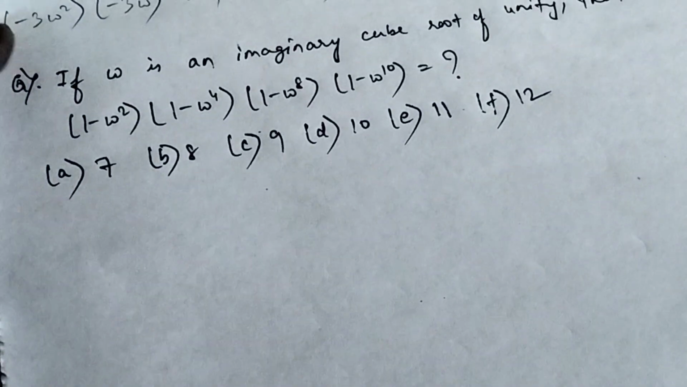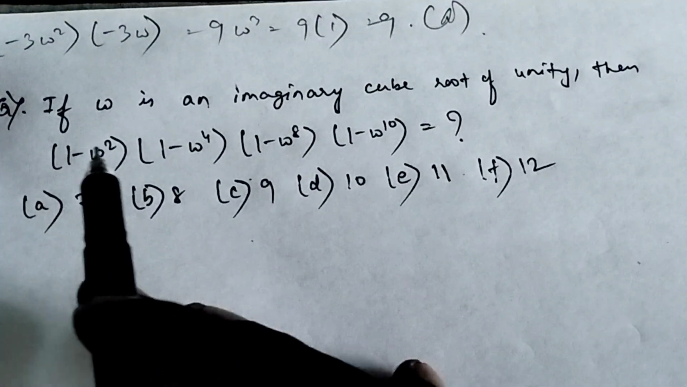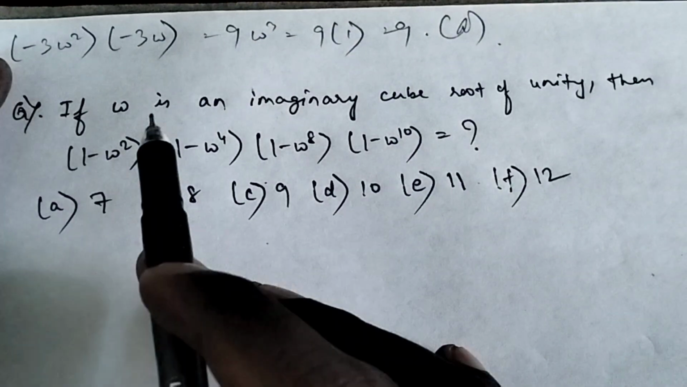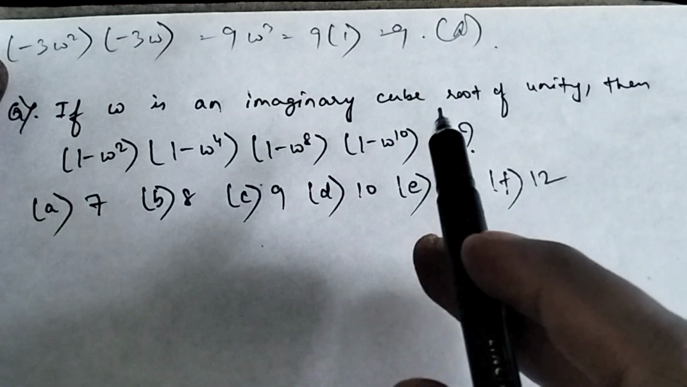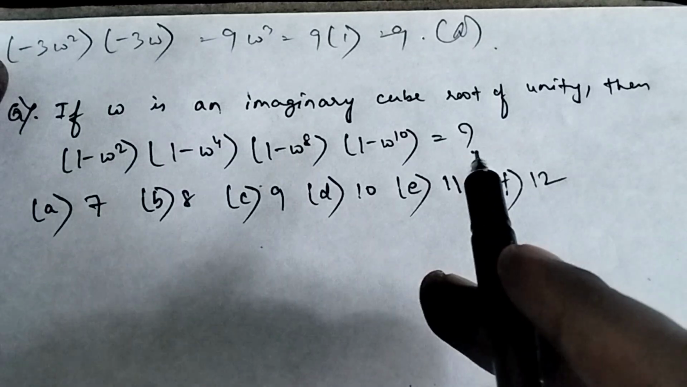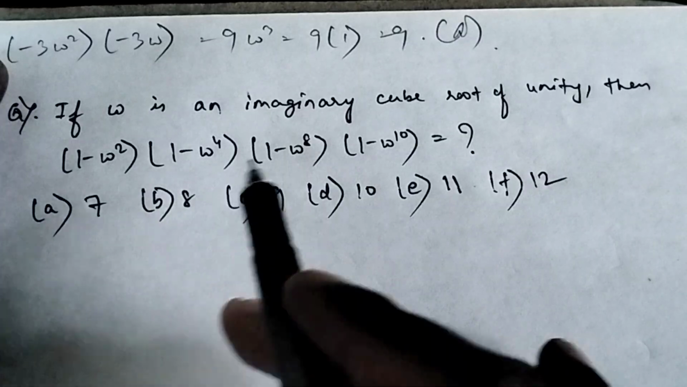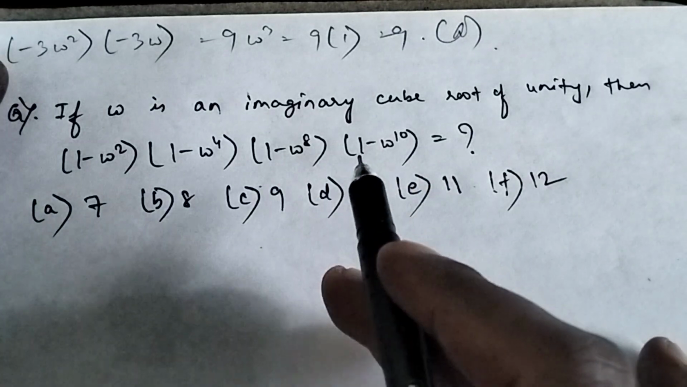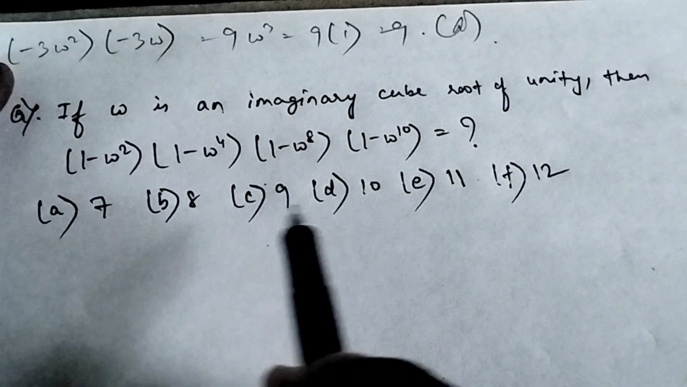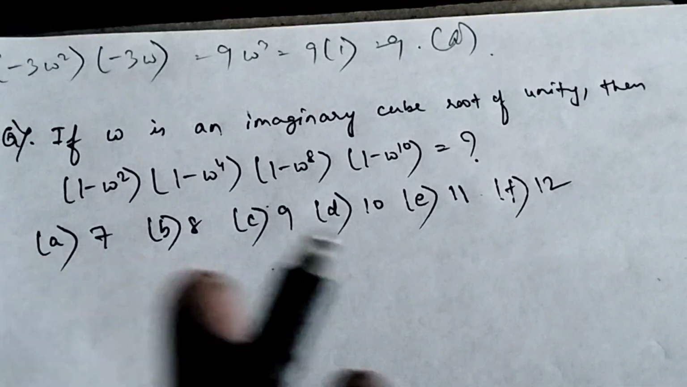In this video I have brought this sum for you all. So look at the sum. If omega is an imaginary cube root of unity, then we have to find the value of this expression: 1 minus omega square into 1 minus omega to the power 4 into 1 minus omega to the power 8 into 1 minus omega to the power 10. Clear? 6 options have been given to us. We have to find which one is correct. Clear? So let's start the solution.